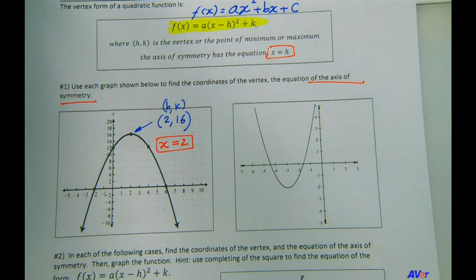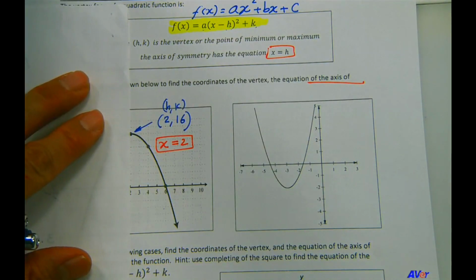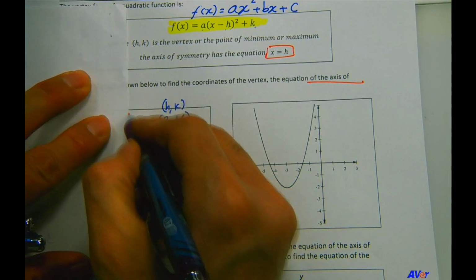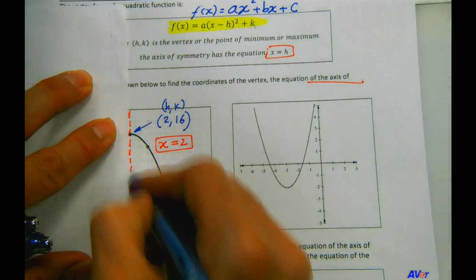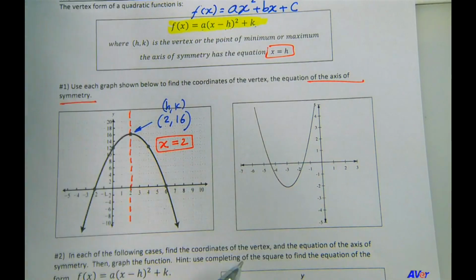As a matter of fact, let me draw a dashed line as the axis of symmetry. Let's do that. So it would be like this, going right through it, like that.